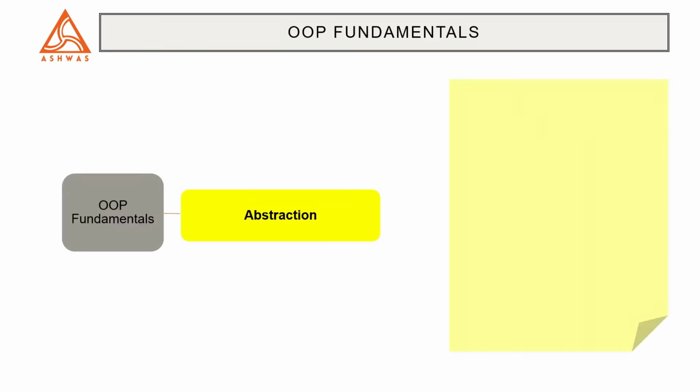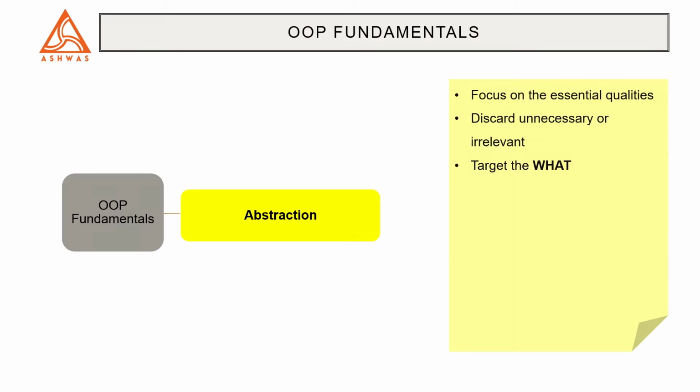So, let us quickly recap what abstraction is all about. Abstraction allows us to focus on the essential qualities. It lets us discard unnecessary or irrelevant items. We target the what. What is relevant? What should be continued? What should be considered? Data abstraction and process abstraction are the two ways in which the fundamental of abstraction is exercised.